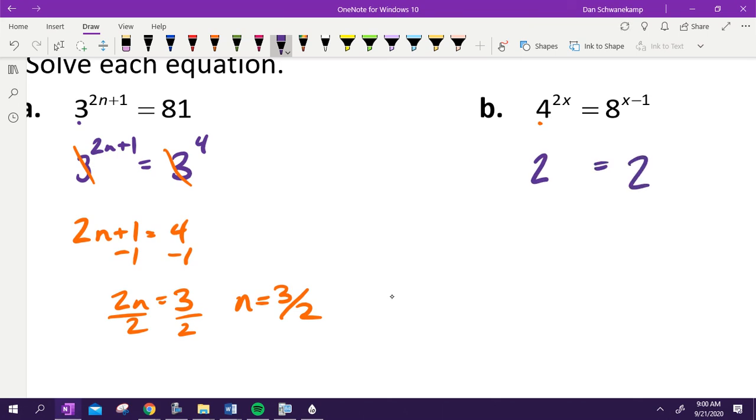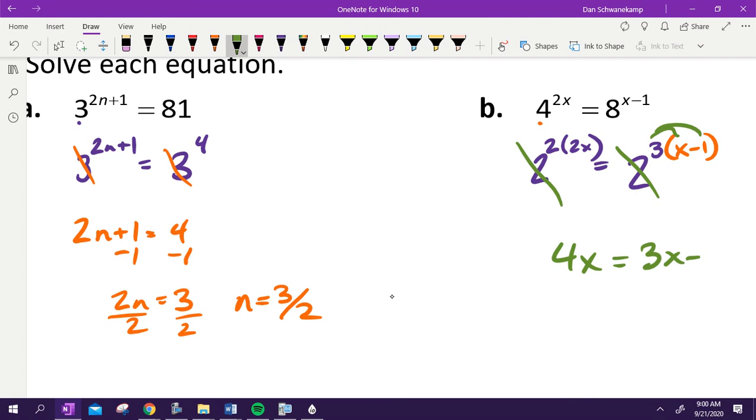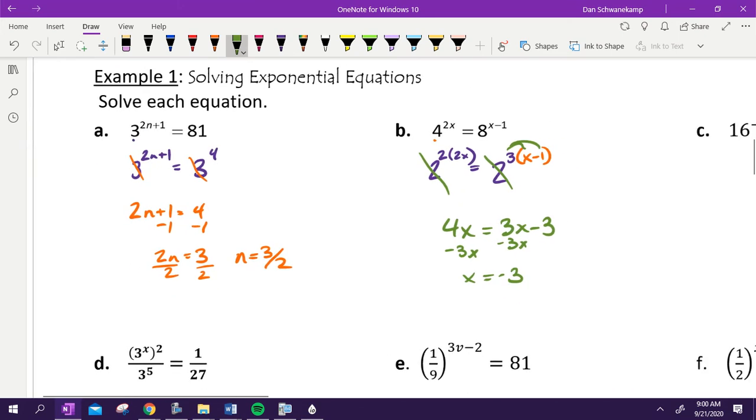All right, so if I rewrote 4, I'd rewrite it as 2 squared times the original exponent of 2x. And 8 rewritten is 2 cubed times the original exponent. And the number one mistake we'll make today there is not putting it in parentheses. We've got to distribute that 3 to both things. When we get to our next test, that's what students miss every time. This cancels. 4x is equal to 3x minus 3. Minus 3x, minus 3x. x is equal to negative 3. Questions on B?